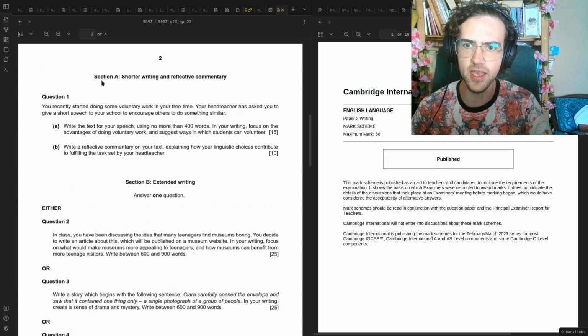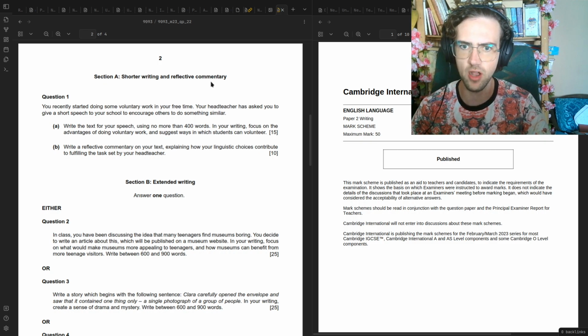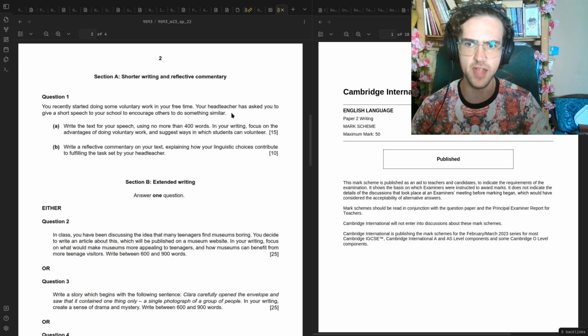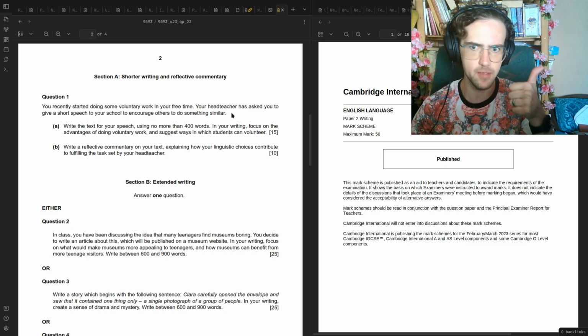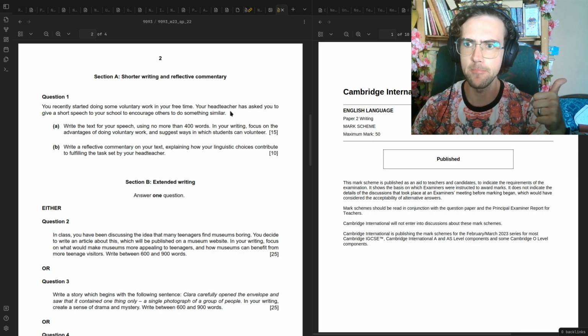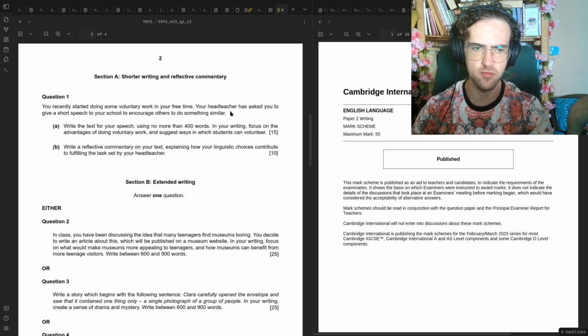What we've got here is section A, which says shorter writing and reflective commentary. You recently started doing some voluntary work in your free time. Your head teacher has asked you to give a short speech to your school to encourage others to do something similar. Okay. So you need to write a speech. Who is the speech to? You need to know that, right?